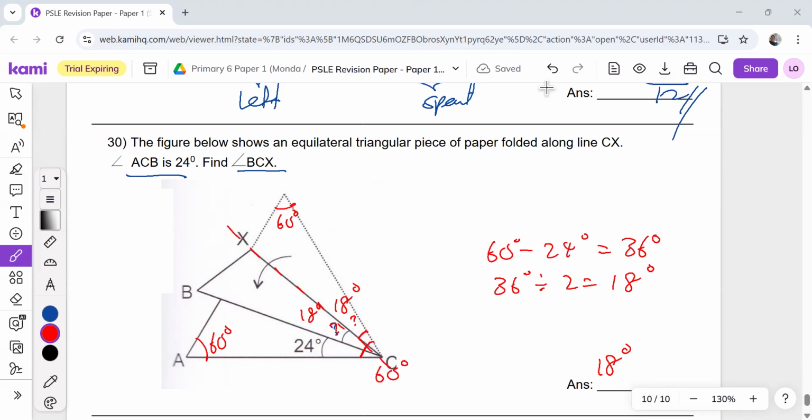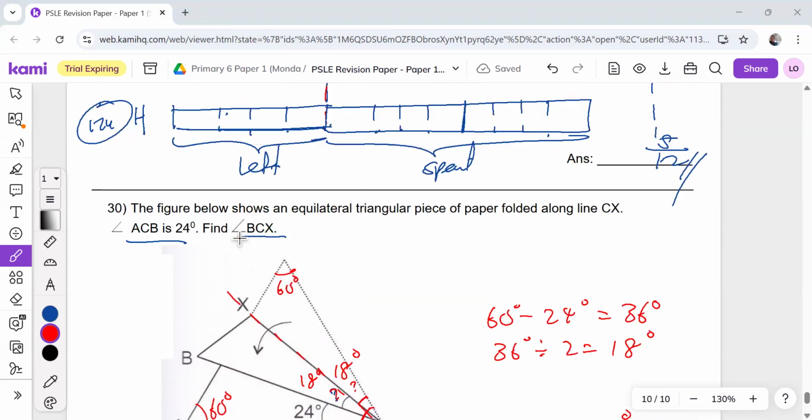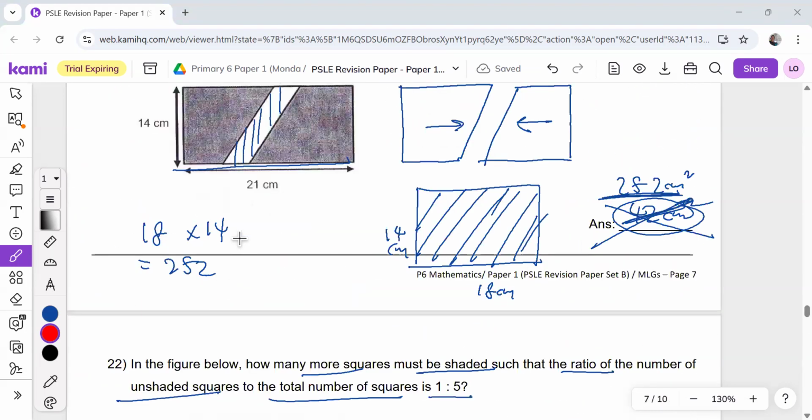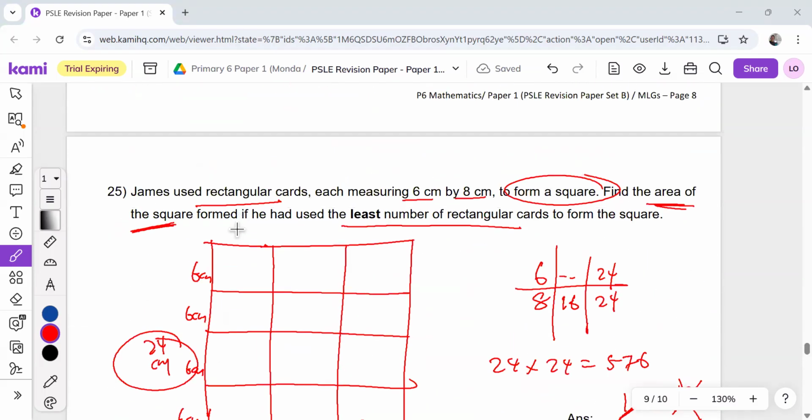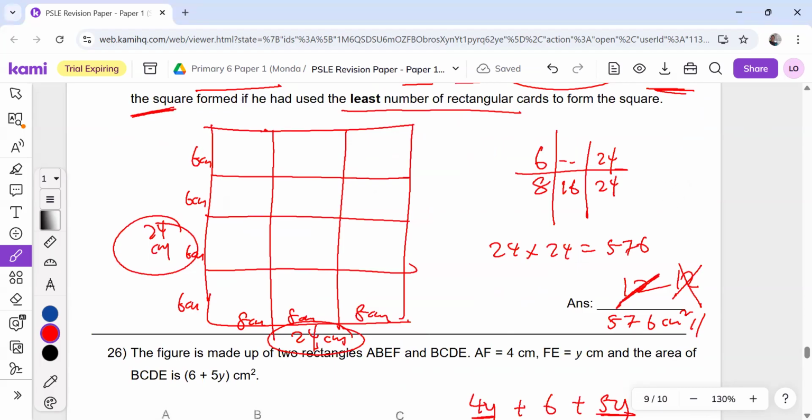Teacher, if I get 12 for question 25, it is counted as wrong, right? Yes. For those who get 12 for question 25, give yourself 1 mark. Okay, 1 mark, because it's part of the answers. Okay, question 25, 1 mark.